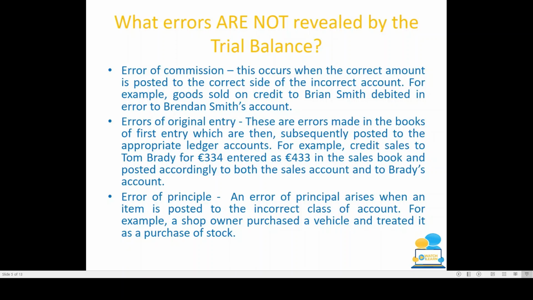Error of principal. An error of principal arises when an item is posted to the incorrect class of account. So for example, a shop owner purchased a vehicle and treated it as the purchase of stock. But if a shop owner purchases a vehicle, it shouldn't be treated as the purchase of stock. It should be put in as an asset under a motor vehicle. So he would have credited bank and debited purchases where he should have credited bank and debited your fixed asset.